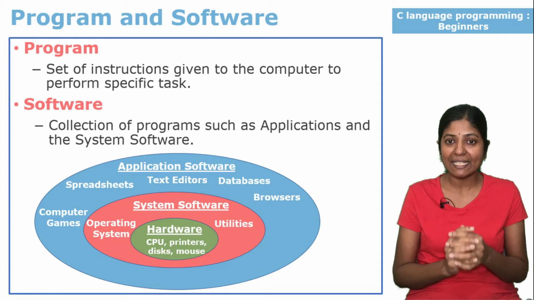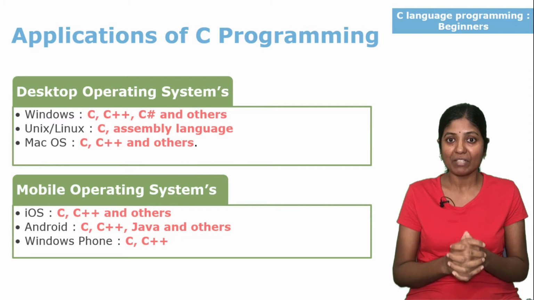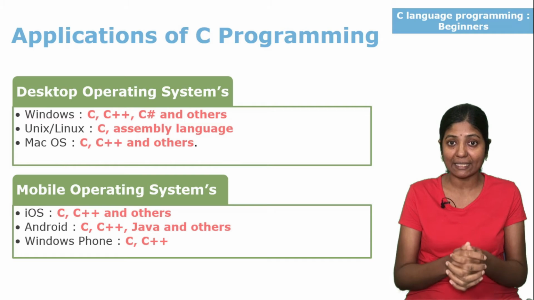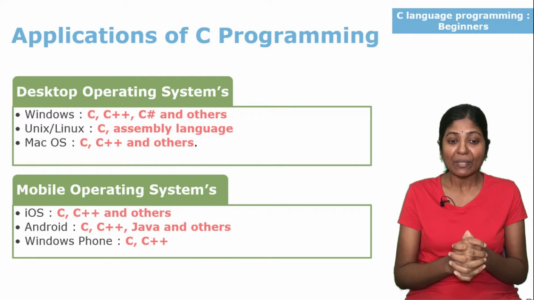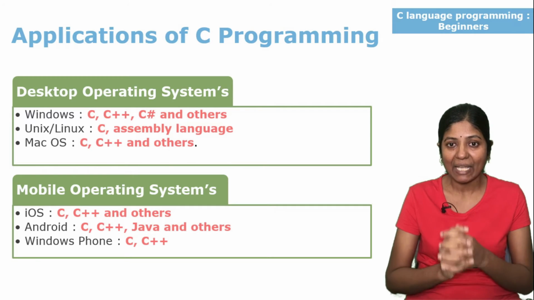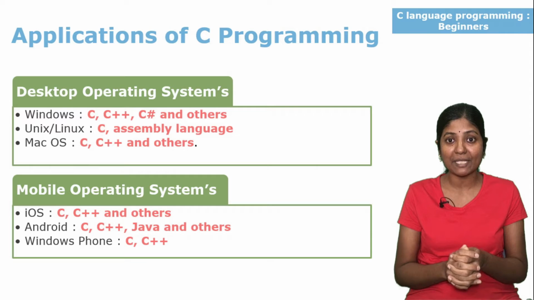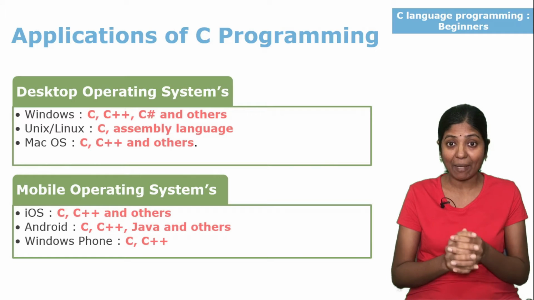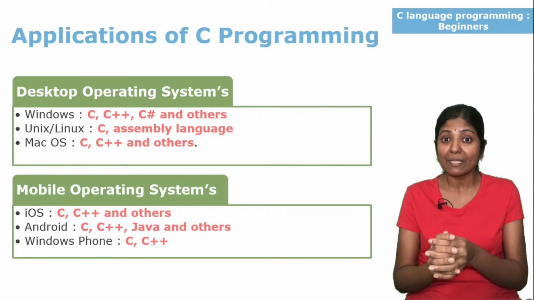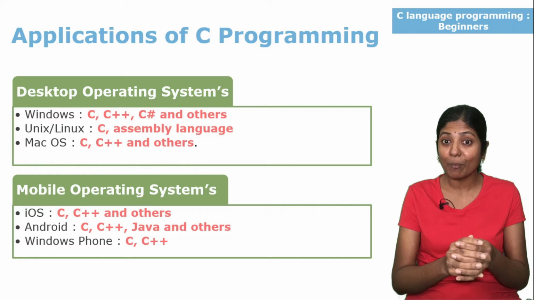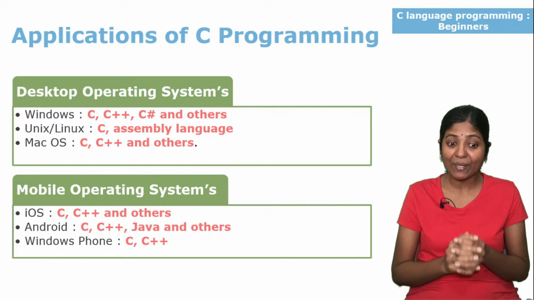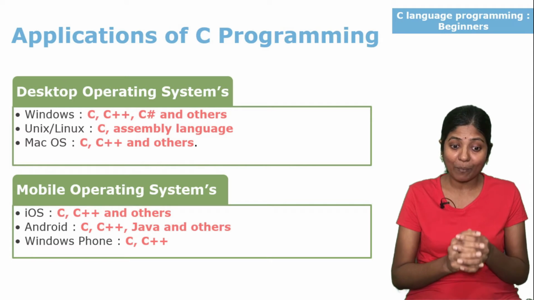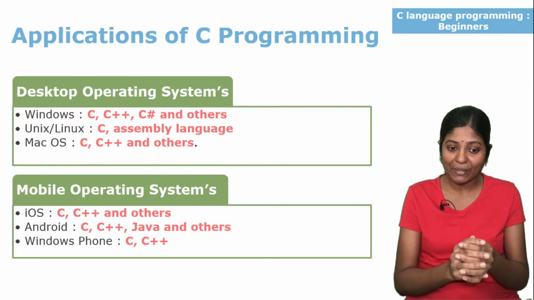programming language. Let's see. Desktop operating systems which you use in a desktop PC or laptop, like Windows, Unix or Linux operating systems and the Mac operating system, were developed using C language. Not only the desktop operating systems but also the mobile operating systems. It could be a mobile phone or a tablet or any other portable electronic device. We know the mobile operating systems like iOS, Android, Windows Phone. All these mobile operating systems are also developed using C language.